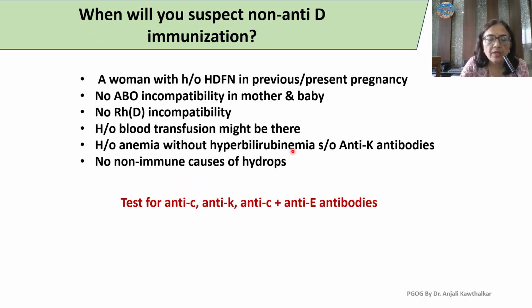History of anemia without hyperbilirubinemia in the previous baby is strongly suggestive of anti-K antibodies, because these anti-K antibodies directly attack the RBC precursors, the erythrocyte precursors in the bone marrow, and that is why there is no hyperbilirubinemia, but there is severe anemia with anti-K antibodies. And there are no other non-immune causes of hydrops. Then we can suspect that there is a non-anti-D type of isoimmunization. Testing for anti-C, anti-K, anti-C plus anti-E antibodies is mandatory in such a situation.